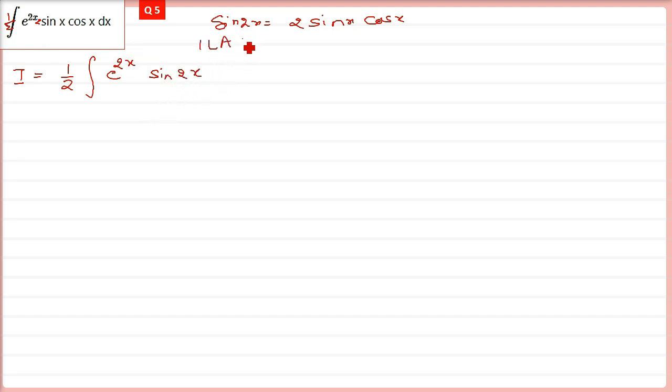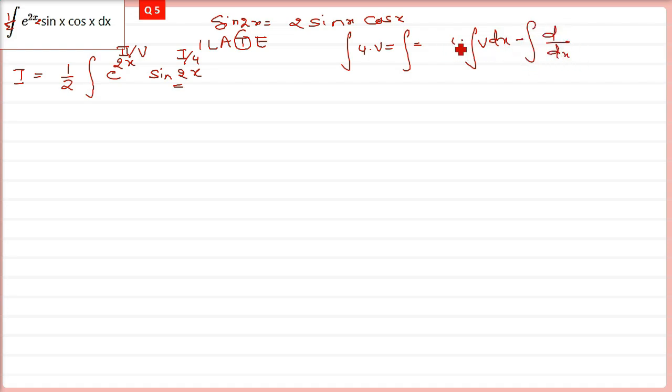Now we'll apply ILATE. ILATE is what? Inverse, log, algebra, trigonometry and exponential. So trigonometry will be taken first because it comes first in ILATE. We will call it u, the first function. And the second function will be e raised to x, which is the exponential function. We are calling it v. The integration of u multiplied by v is already known: u times the integration of v dx, minus the integration of the differentiation of u, the first function, multiplied by the integration of the second function, v dx, and finally we take the integration.